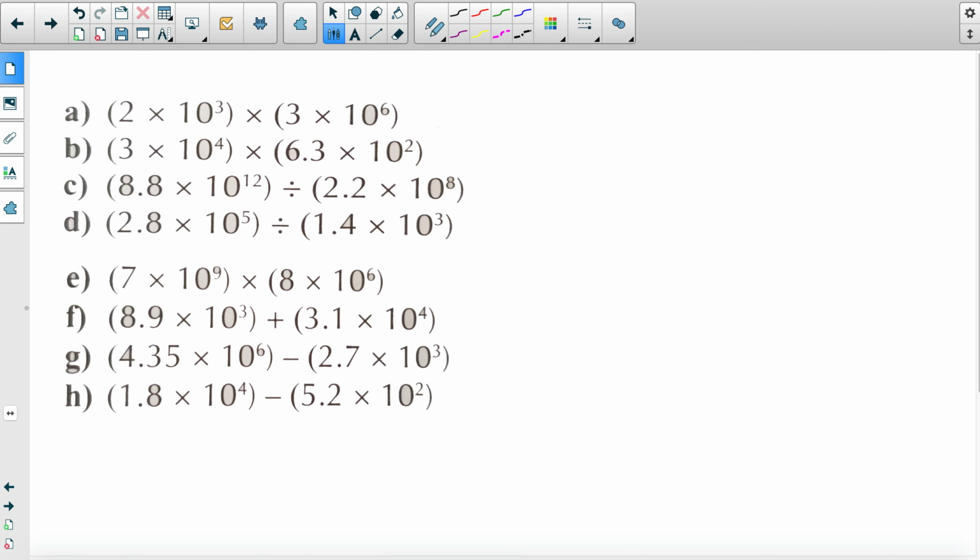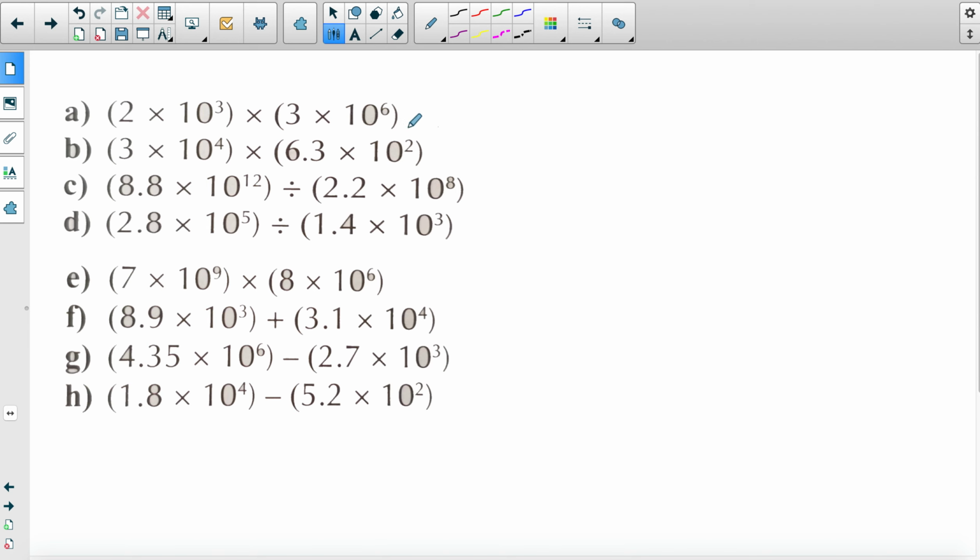So with operations in standard form, you'll have the typical multiplication, division, addition, and subtraction. Multiplication and division will be quite easy because you can use the laws of indices. And in some cases you can use your calculator if it's in a calculator paper. As for addition and subtraction, there are some additional steps you'll have to go through to be able to do the questions. Once we're done with these questions, do attempt some more that are available in your book and the exercises at the end of the chapter.